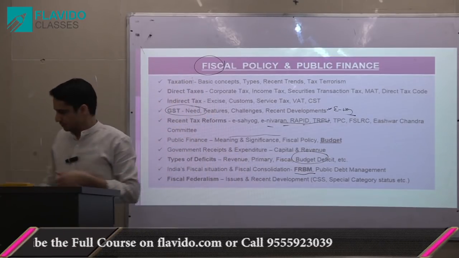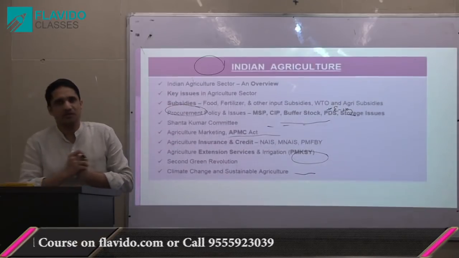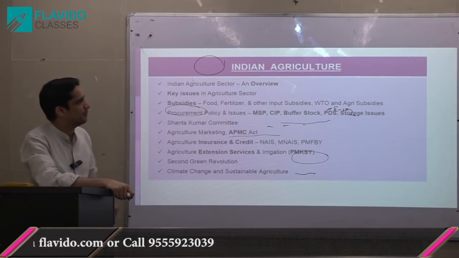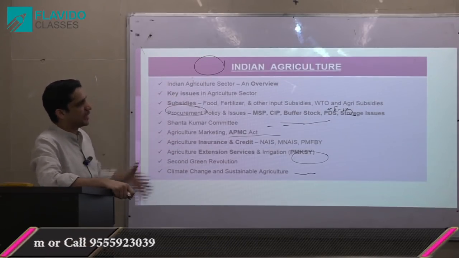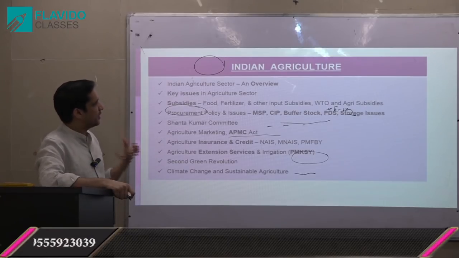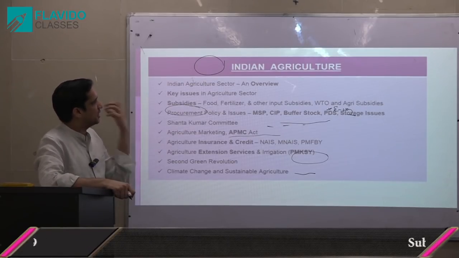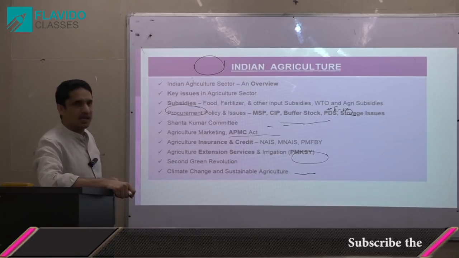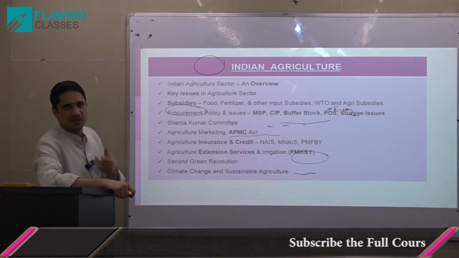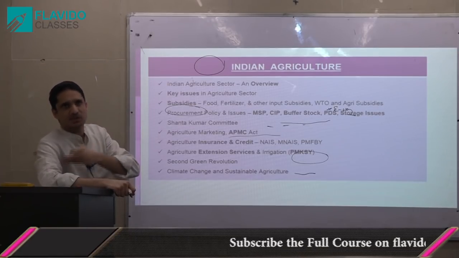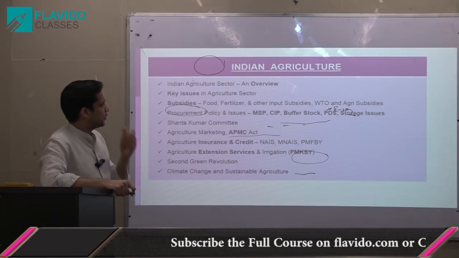All these things we are going to cover in this particular unit. Then we are going to cover one of the most important topics from prelims as well as from the mains perspective, which is the Indian agriculture. Under this, we are going to discuss the overview of the Indian agriculture. Then we are going to discuss the key issues in the agriculture sector, whether it is the irrigation component, the seeds component, the credit component, the extension services. These things we are going to discuss.